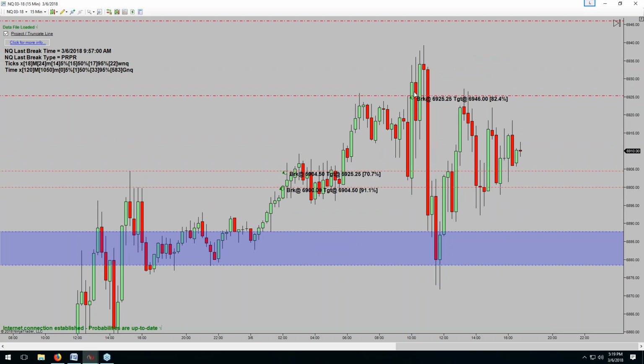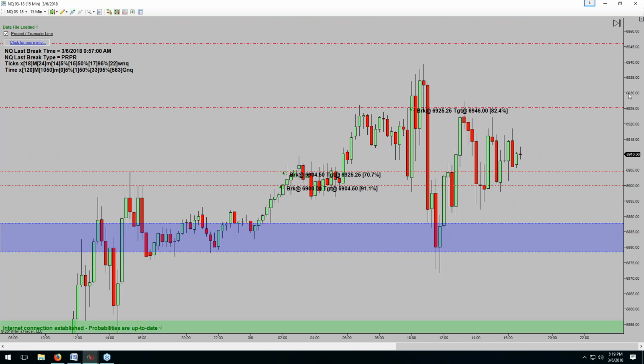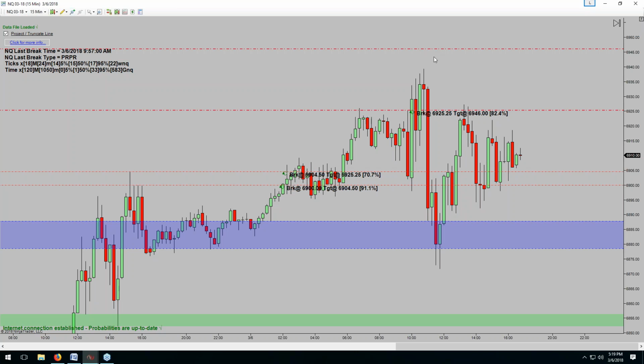Then you get a signal here. And this was at 9:57 this morning into news, so whatever you do into news. So you get a break at 25.25, target of 46. Again, this is well beyond the average of 18 ticks. So once again, once you're sitting in this trade and you're beyond 18 ticks and you're sitting in it longer than 33 minutes, you know, you're not going to just sit there and wait until that target gets hit, even though it has a probability of hitting it 82.4% of the time, right?